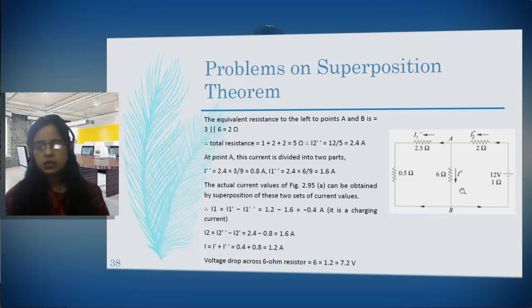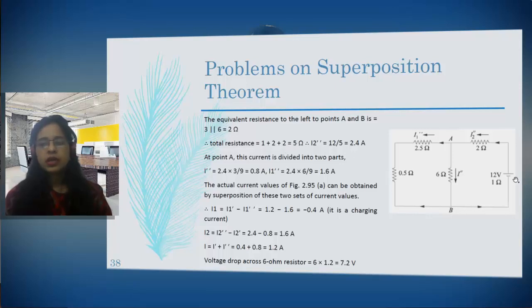Like the previous case, we'll find the overall resistance. So 2.5 plus 0.5, 3 ohm in series, now in parallel with 6 ohm. 3 in parallel with 6 will give you 2 ohm. Now that 2 ohm is in series with this and this. So the 2 ohm resistance plus 2, 4, plus 1, 5, so the total resistance is 5.